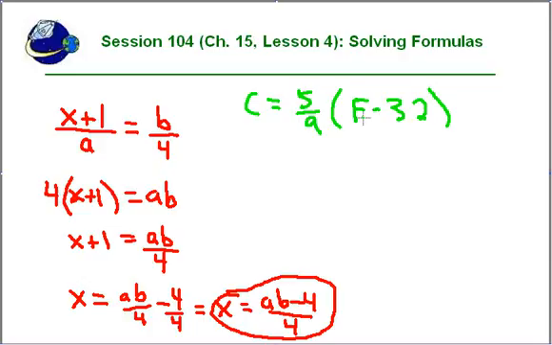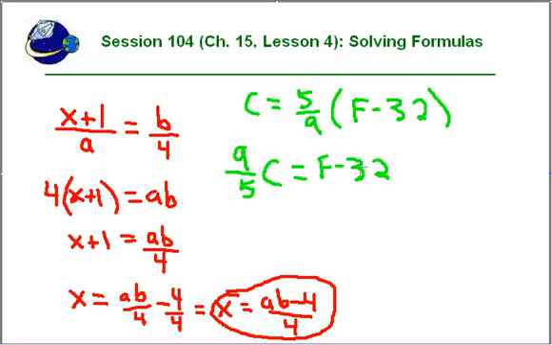Well, in order to do that, we've got to get F for Fahrenheit all by itself on one side of the equation. Here, this phrase, F minus 32, is being multiplied by 5/9. So to undo that, we have to multiply both sides by 9/5, the reciprocal of 5/9. If we multiply the left side by 9/5, that's going to give us 9/5 times C. On the right side, our 9/5 times our 5/9 will be 1, and 1 times F minus 32 is just F minus 32.